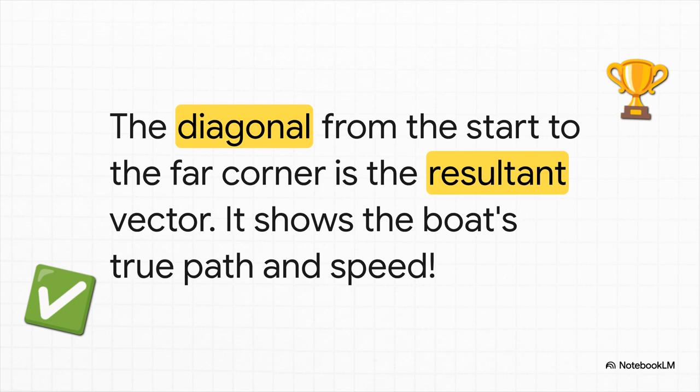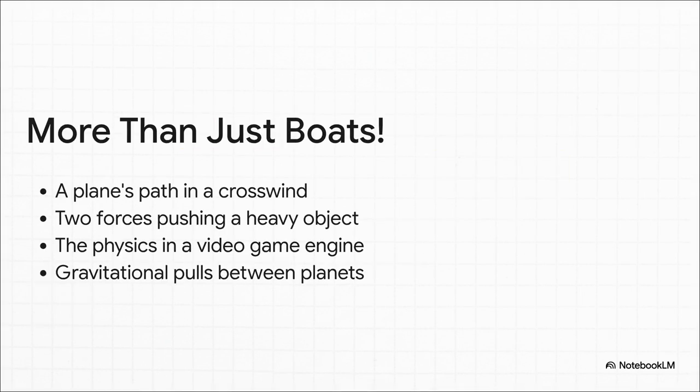Pretty cool, right? And what's so amazing is that this isn't just some neat trick for solving boat puzzles. This exact same principle is being used everywhere. It's what calculates a plane's real flight path when it's being blasted by a crosswind. It determines which way a heavy box will actually slide when 2 people are pushing it from different angles. It is literally running inside video game engines right now to make the physics and movements look realistic. It's the same math, from planets to pixels.